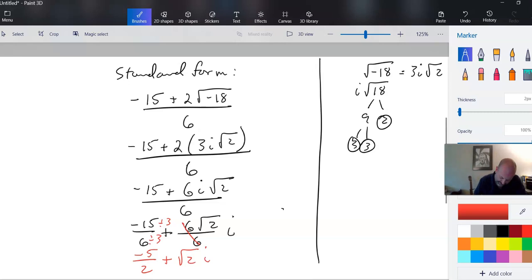So let me write that out neater. So it's negative 5 halves plus the square root of 2 times i. Now, that means that this is my real part, and this is my imaginary part, right? So you end up needing to separate it out and simplify.